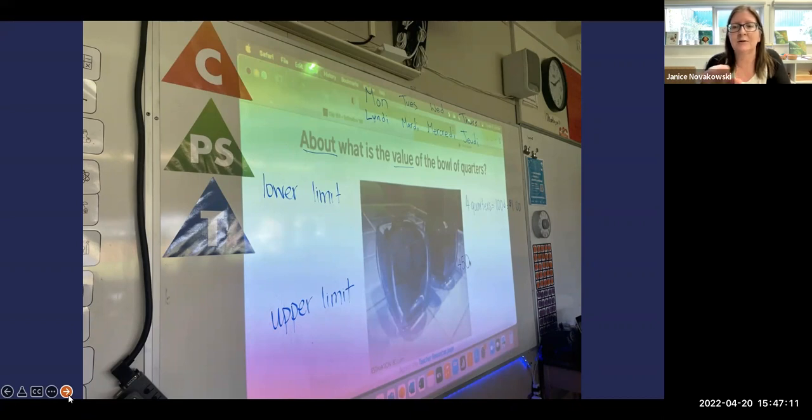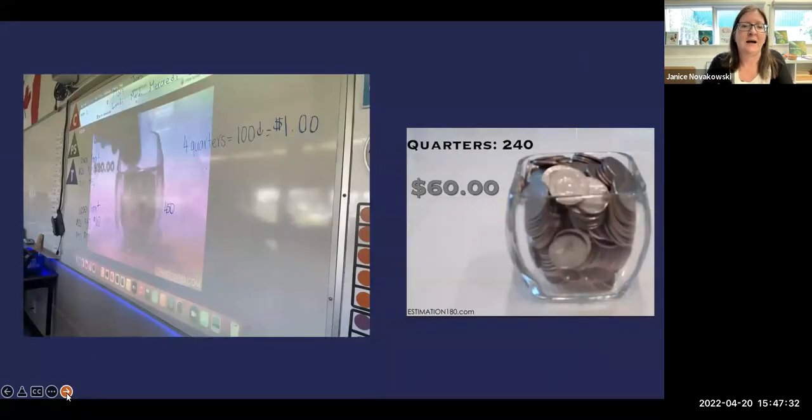As you can see here in the question on the whiteboard, I've underlined those words, about. It's not how many, it's not an exact science. About, we're estimating, and then the value. So it's not the number of quarters, it's the value of the bowl of quarters. So how many dollars might be in here. And again, you can see I've set it up with the lower limit and upper limit, and then recorded their ideas and talked about the range. And then we did the video and the photo reveal on the right.